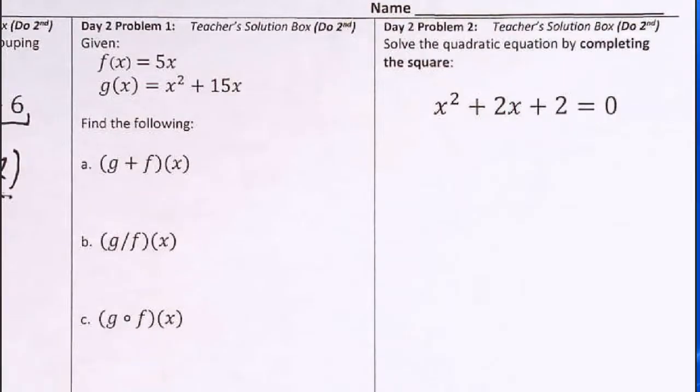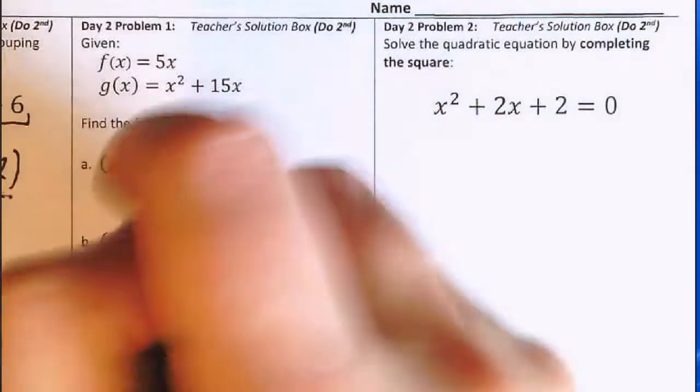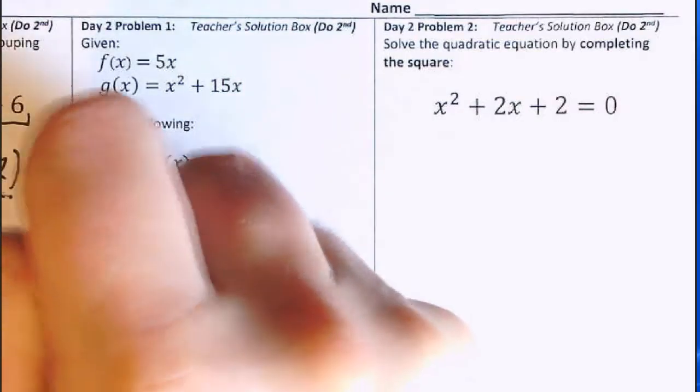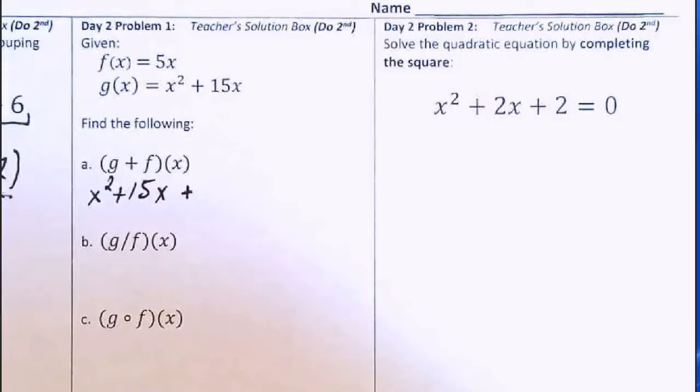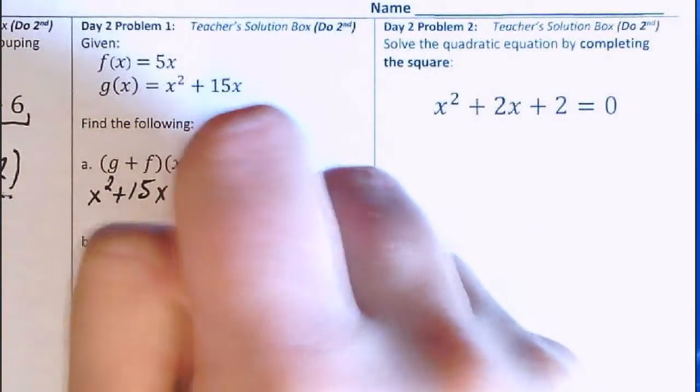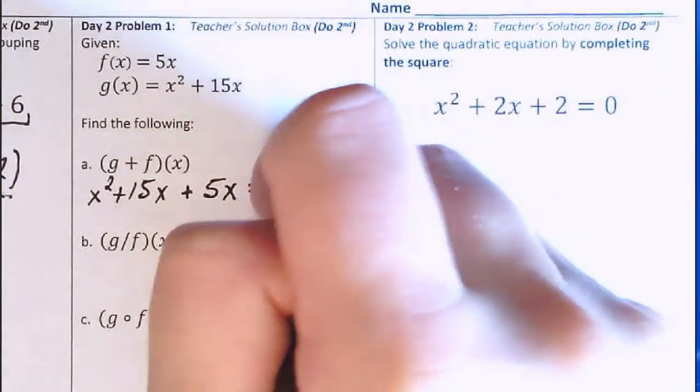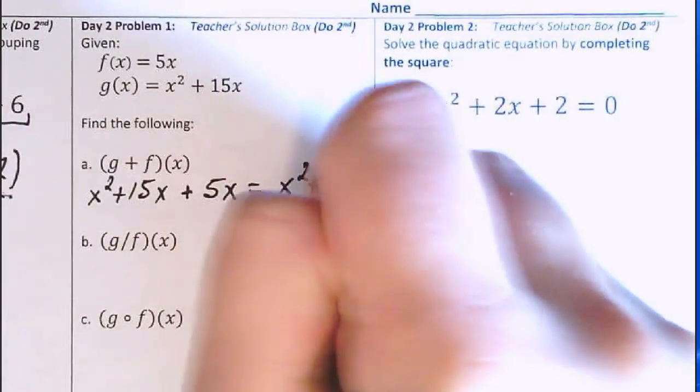Here's the answer for day 2, problem 1. Given f of x is 5x and g of x is x squared plus 15x, find the following combinations of functions. Question A, let's add function g and f. So function g is x squared plus 15x, and let's add to it function f, which is 5x. This is going to make the answer x squared plus 20x.